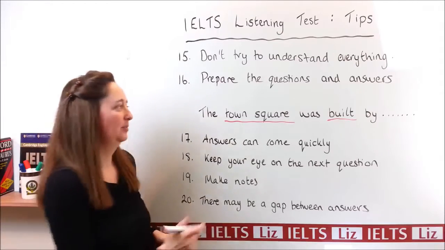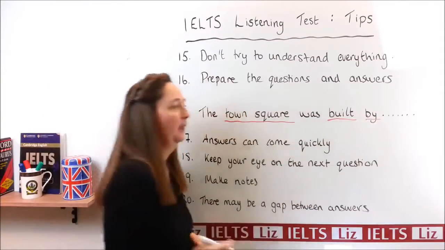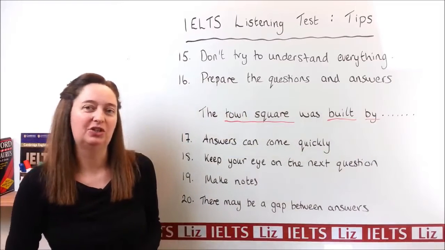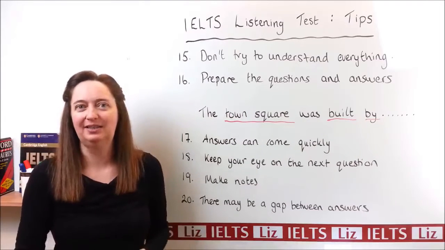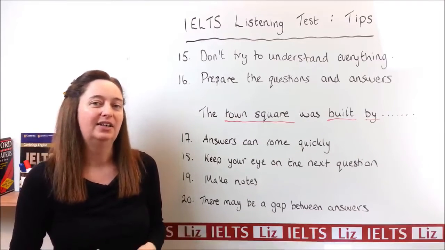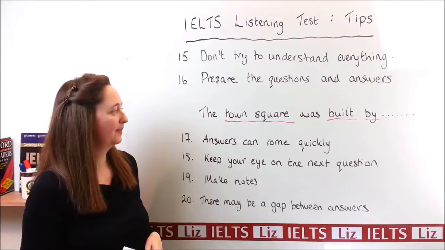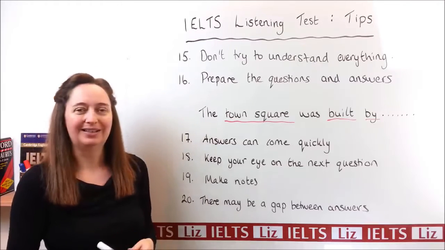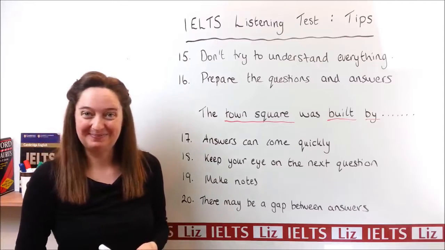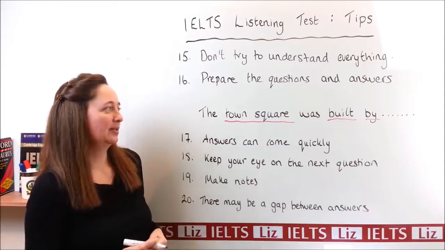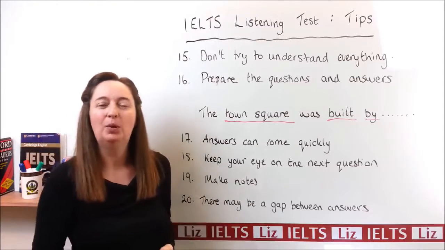Another key word would be this one, by. When you see a preposition, you often have a good idea what type of answer you need to complete the sentence. For this one, obviously, it's probably going to be a person. The town square was built by someone.